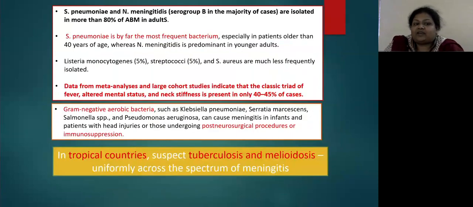So strep and meningococcal form 80% of our meningitis, and by far the most frequent bacterium which is isolated will be strep pneumoniae. Data from a large meta-analysis have shown that only 45% of the people will have this classical triad that we keep talking about. And always remember, post procedure, think of gram negative organisms. And in tropical countries, always keep TB, miliary in the mind, even when they have an acute presentation. Though it is not the most common thing, so I don't want you to go back thinking 1 week and TB, but you must always keep it in mind because it's India.